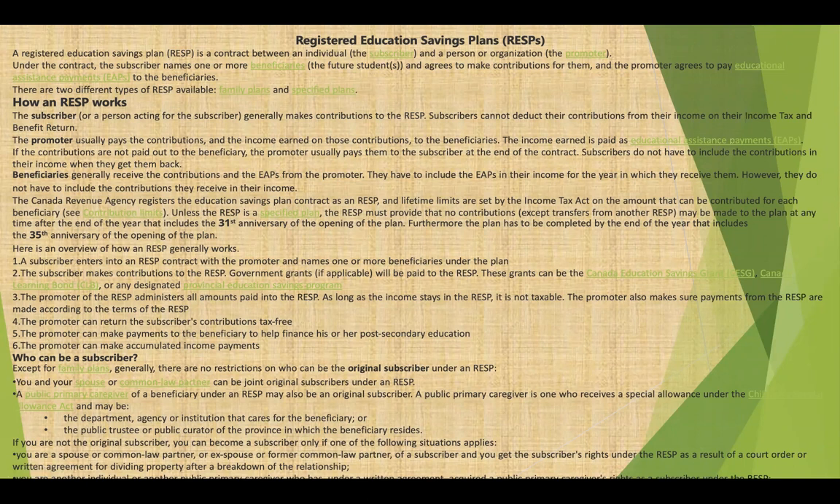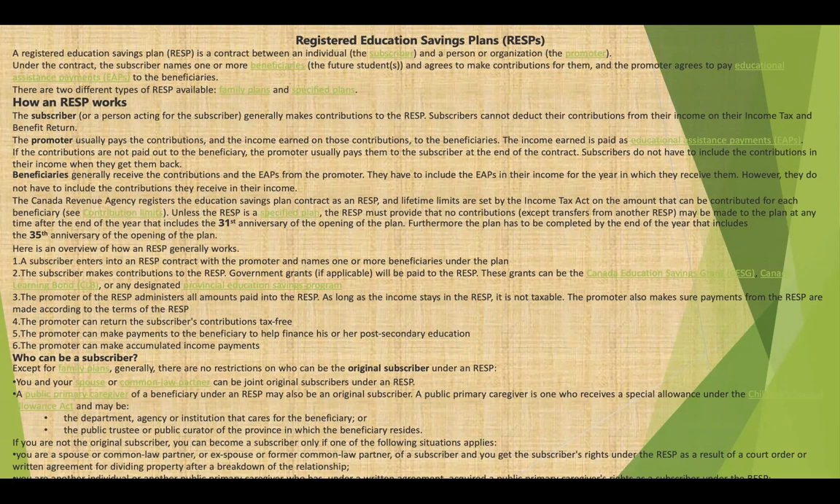Today we are talking about registered education savings plans, that is RESP. A registered education savings plan is a contract between an individual, the subscriber, and a person or organization, that is the promoter. Under the contract, the subscriber names one or more beneficiaries and agrees to make contributions for them, and the promoter agrees to pay educational assistance payments, EAP, to the beneficiary.